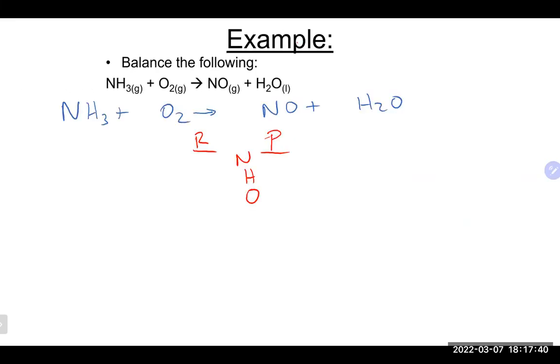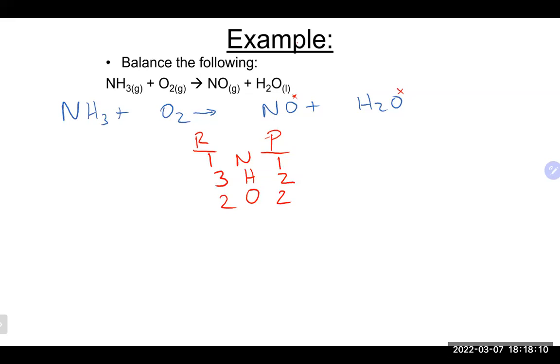So on this one here, left-hand side, we got 1 nitrogen. Right-hand side, we got 1 nitrogen. That looks good. Left-hand side, we got 3 hydrogens. Right-hand side, we got 2 hydrogens. And finally, left-hand side, 2 oxygens. And we also have 2, again, 1 in each of these locations here for the oxygen on the right-hand side. So seemingly it doesn't look too bad. We got everything balanced except for hydrogen. We got 3 on the left and 2 on the right.